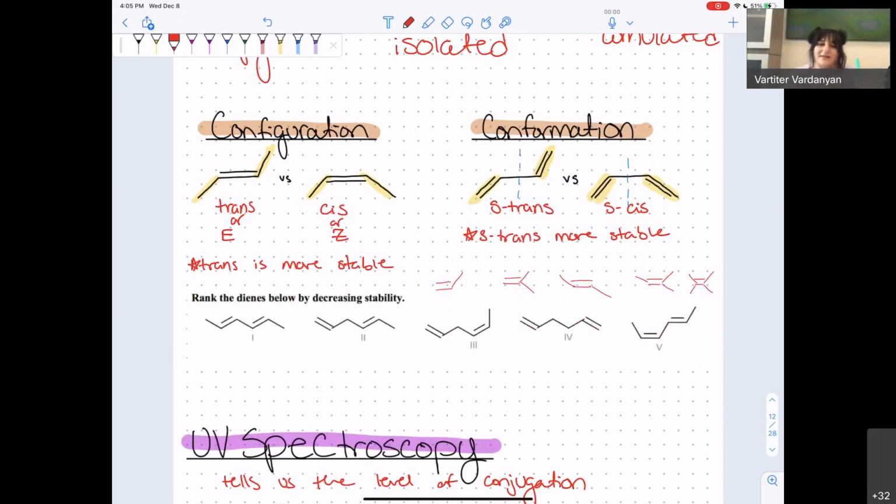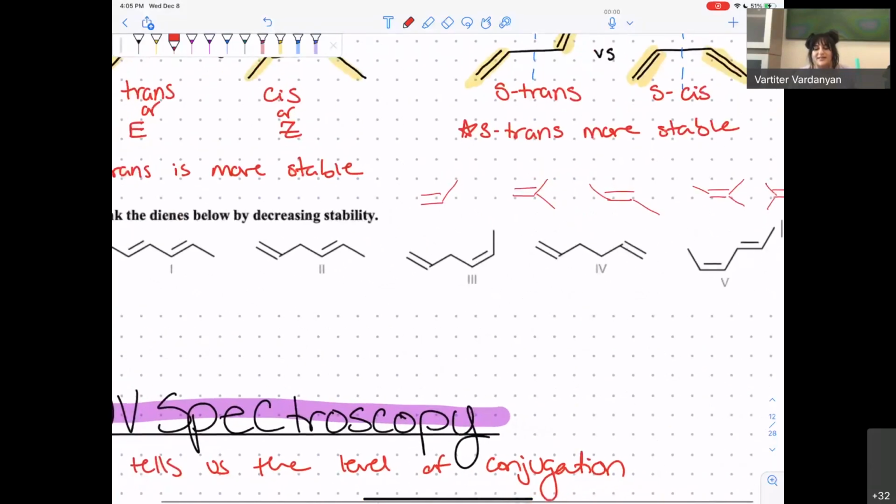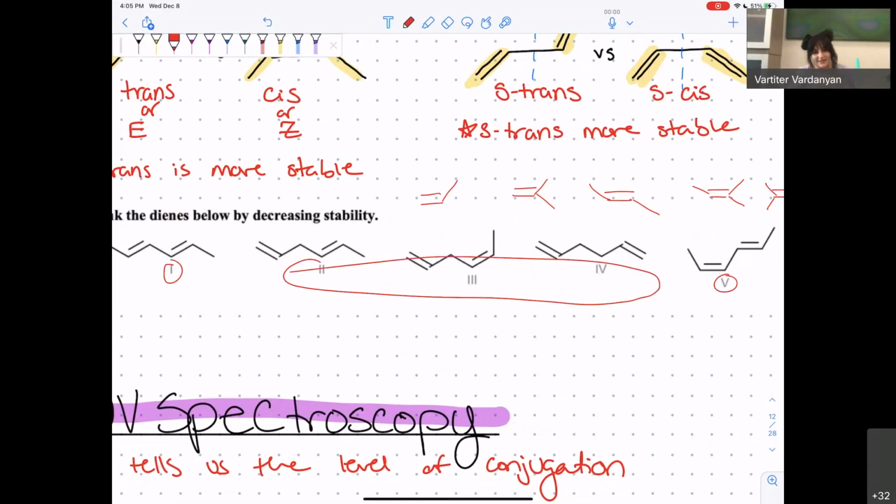We are going to talk really quick about ranking the stability of dienes because that is important. There are often questions like this. So I want to start with the fact that not all of these are conjugated. The not conjugated ones are automatically less stable than the conjugated ones. So this one and this one are conjugated. These 3 are not. They're all isolated.